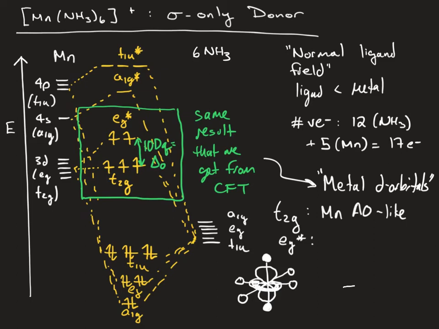The other one is based on the 3dx squared minus y squared. Once again, it's antibonding. So that's what that looks like. So this would be your quote 3dz squared, and this is your quote 3dx squared minus y squared orbital. But they're really molecular orbitals because they have ligand character in them.